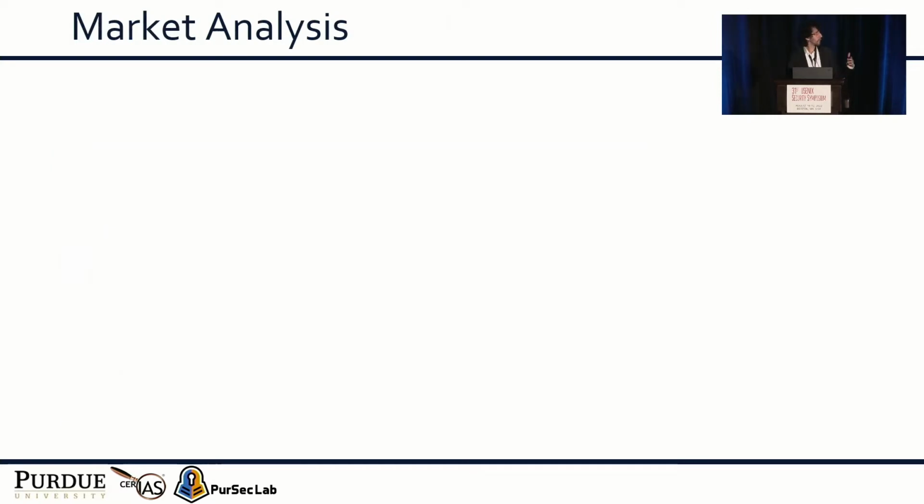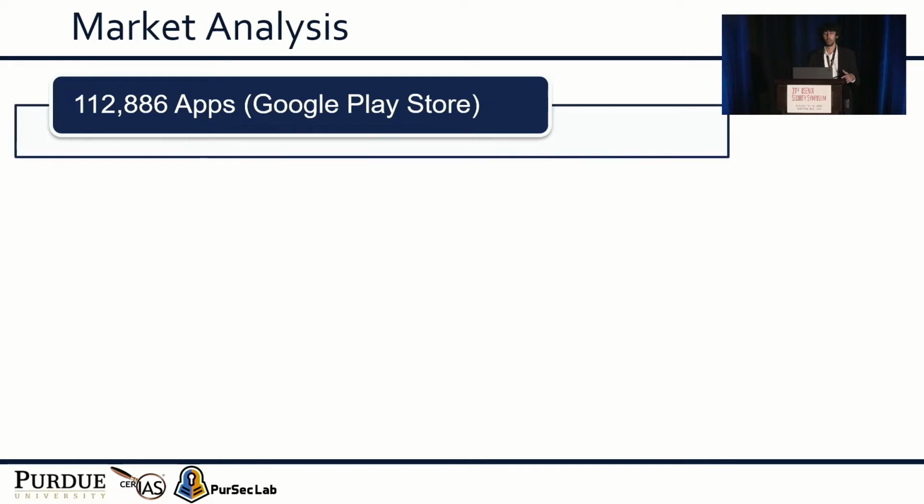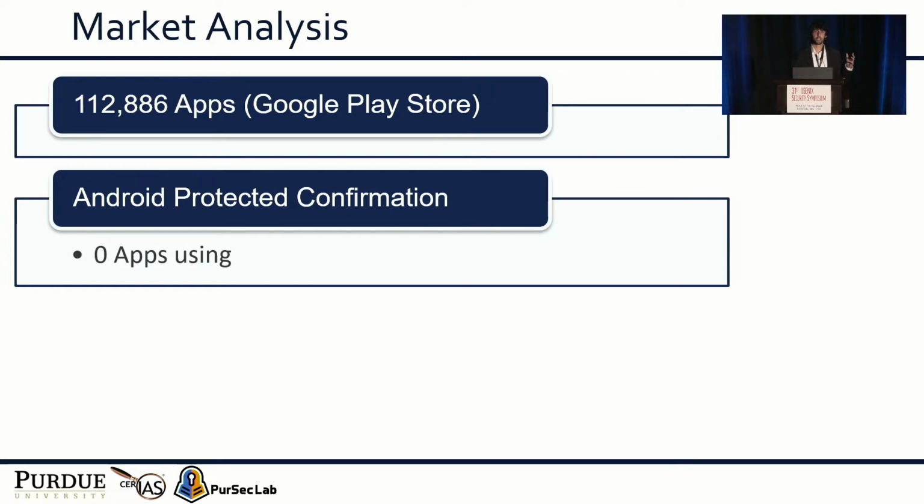So keeping in mind these particular APIs, we decided to investigate how apps in the market were using these. We investigated over 100,000 apps from the Google Play Store from various fields, keeping in mind some filters like number of downloads. And then we looked into certain APIs. For example, we found that none of these apps were using the Android Protected Confirmation API. And keep in mind, these apps were all financial, business, marketing-related apps.